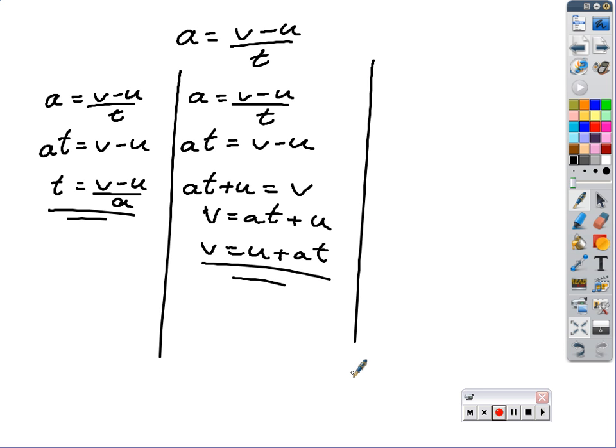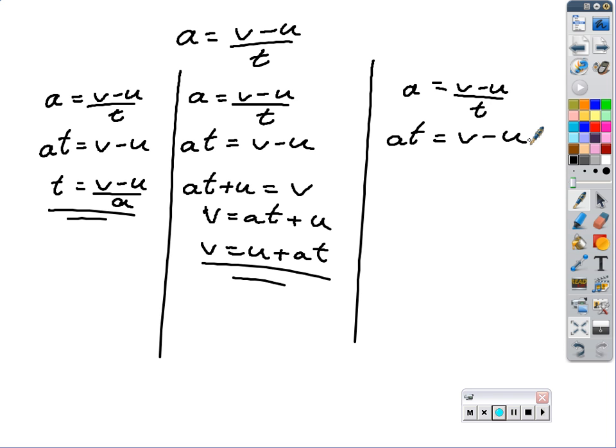And then finally, we want to get U out of the equation. So we start off with A equals V minus U over T. Get the T over. AT equals V minus U. Now, what do we do next? We want to get rid of the V, but how are we going to do that?